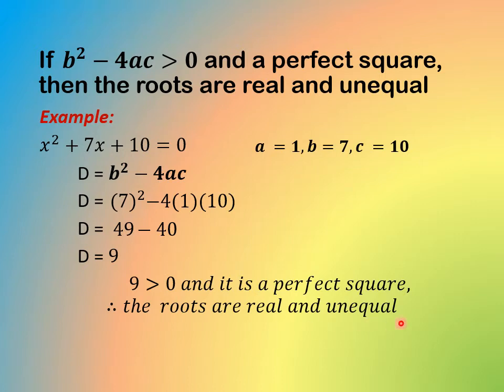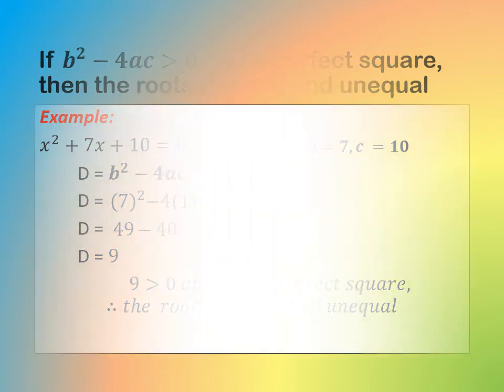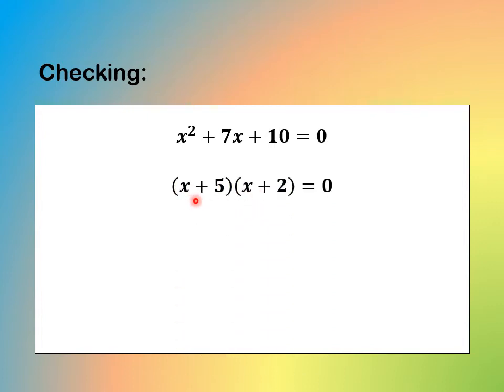So, paano nga ba nasabing real and unequal ang roots niya? So, let's check it. Okay, so to check the roots of x squared plus 7x plus 10 is equal to 0 are real and unequal, so we can use here factoring, completing the square or quadratic formula. So if we use factoring, we have the quantity x plus 5 times the quantity x plus 2 is equal to 0. Bakit? Okay. So, first is to factor out x squared.